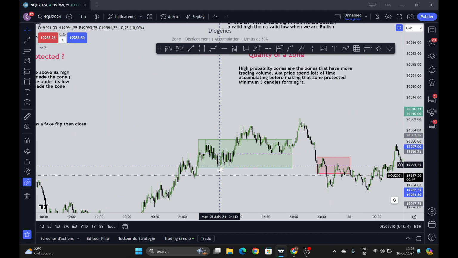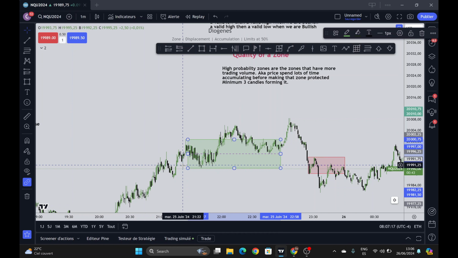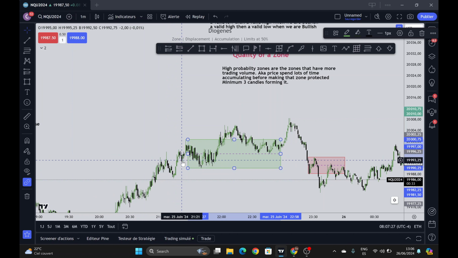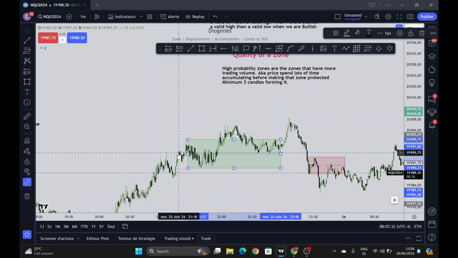For example, in this bullish zone, okay? So this was a mini zone that was like an accumulation for this bullish zone before. But following my rules for picking the zones, I didn't take it. Why? Because it didn't have lots of volume.